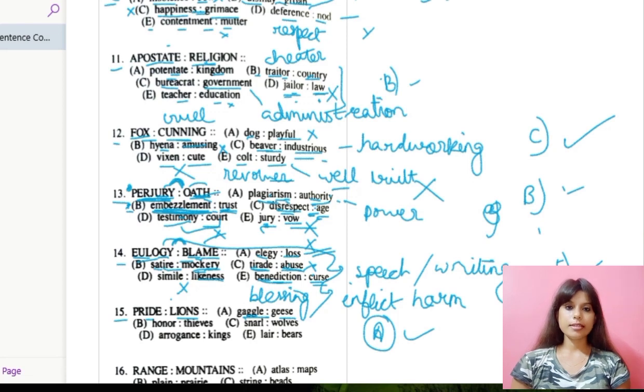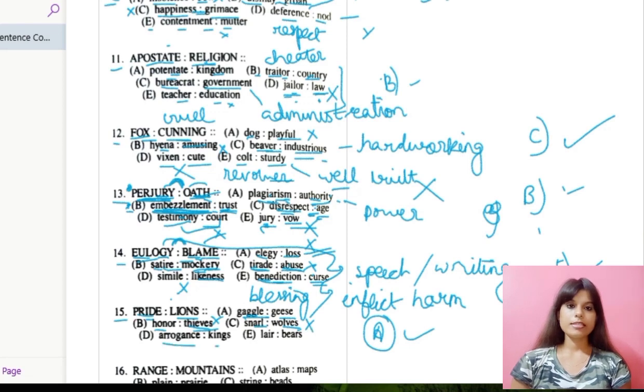But let us see the other options also. Number B is saying honor and thieves. Now honor means high respect or great esteem, and thieves are people who steal things. So this is just not going. Number C, snarl and wolves. Now snarl means to growl, to show your teeth, and wolves generally do that while growling, I must say. But they are not talking about any collective noun like pride.